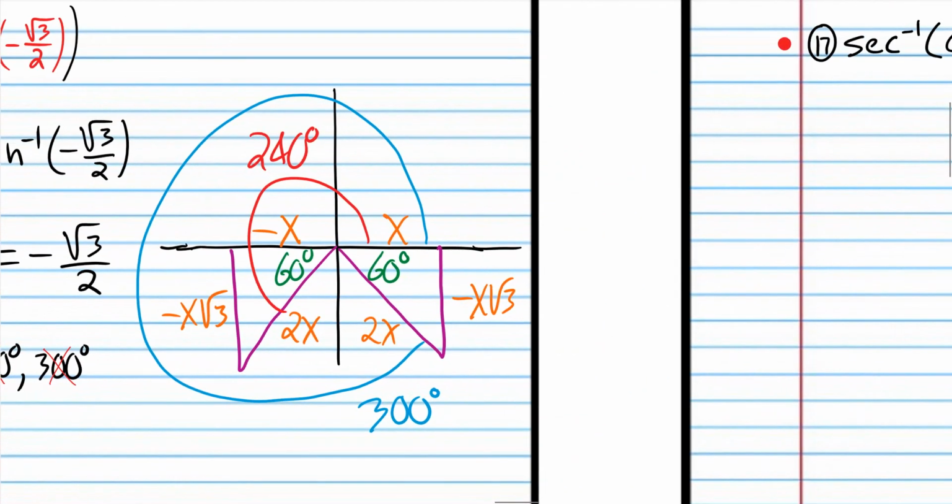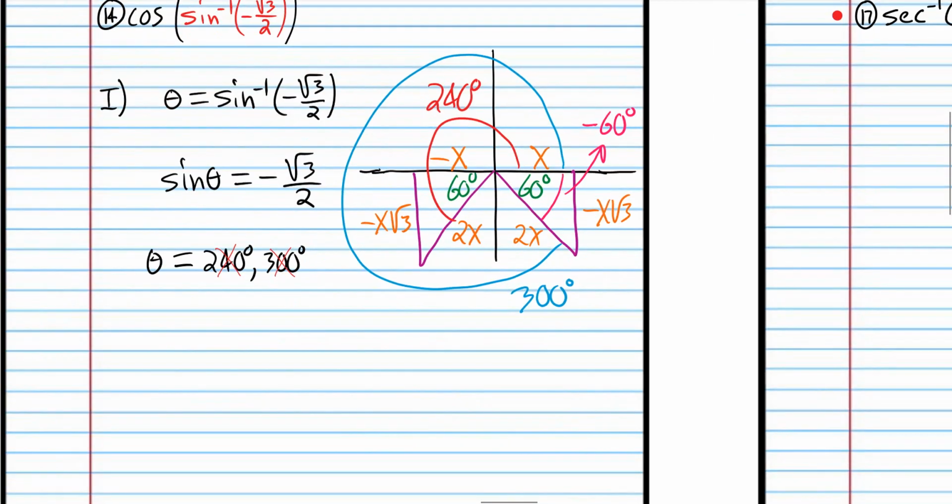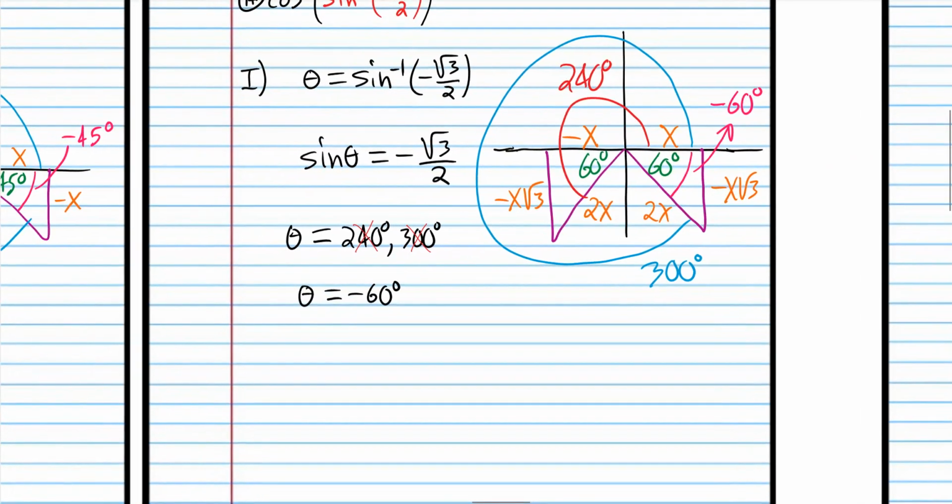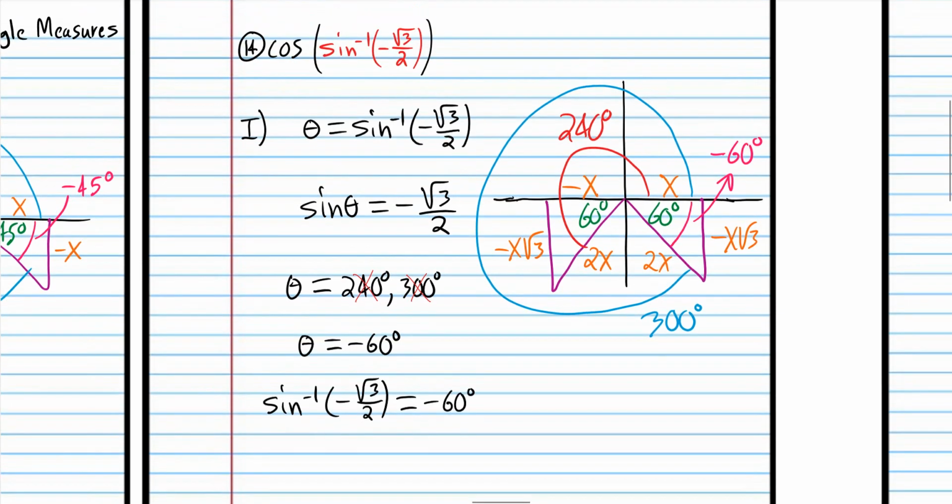Instead of rotating in the blue counterclockwise direction, we're going to rotate in the pink clockwise direction to negative 60 degrees. And that's actually the angle that we're looking for. That's the range restrictions for the sine inverse curve. That's just what mathematicians have decided. So what we found is that sine inverse of negative root 3 over 2 is equal to negative 60 degrees. That's the first part of the problem.